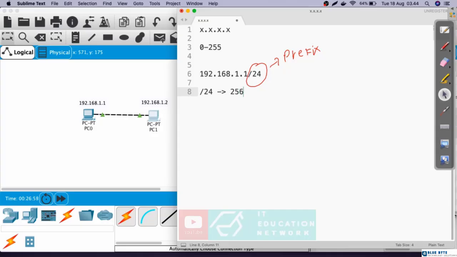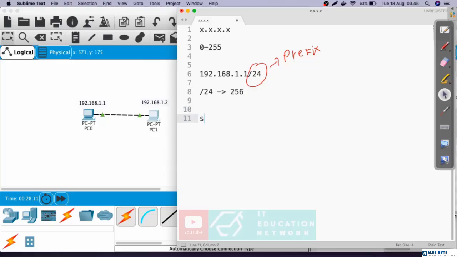If you don't know how to get 256 yet, don't worry. We will learn more about this in the next video. The only thing that you need to know for now is that the prefix is used to tell us how many IP addresses we can use. And in this case, we can have 256 IP addresses in prefix /24. So, we can have 256 computers in our computer network.